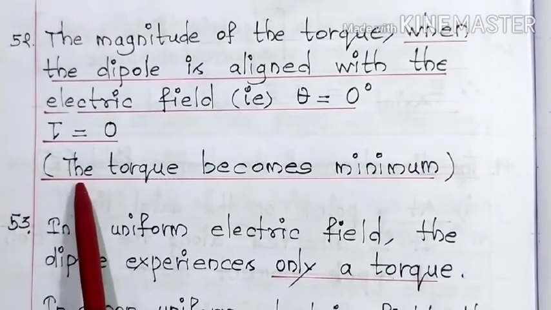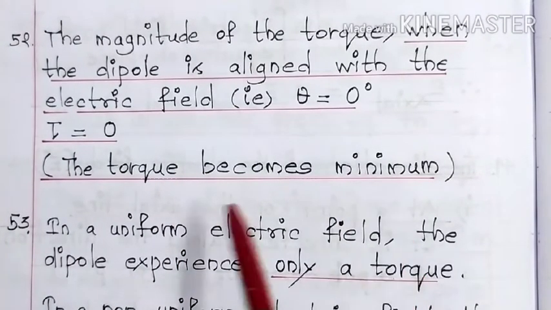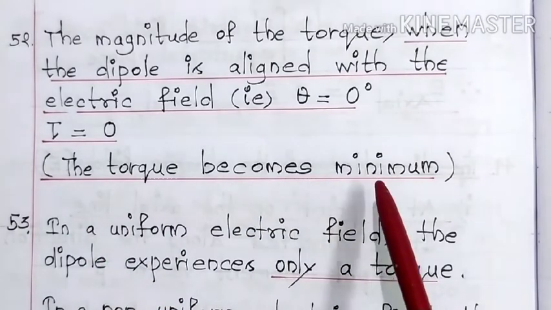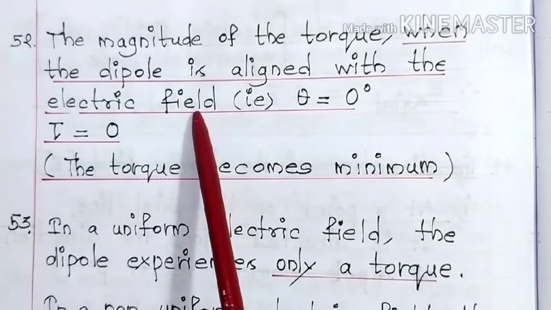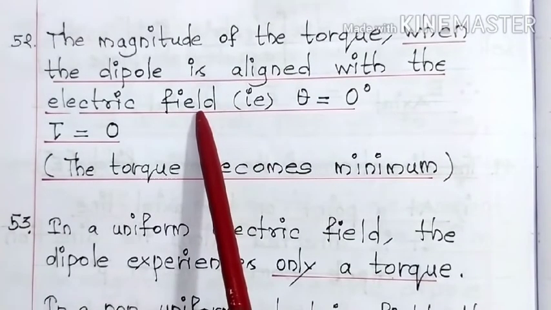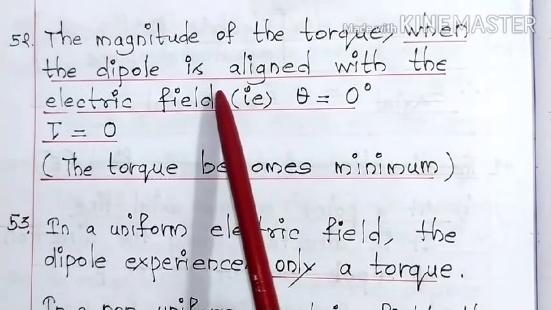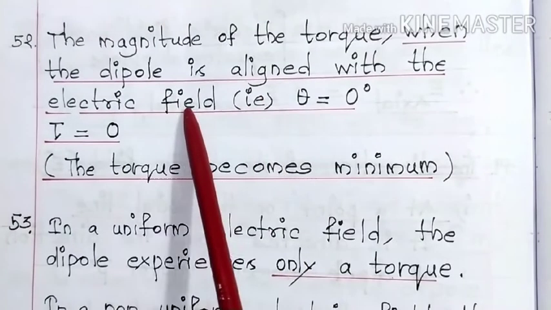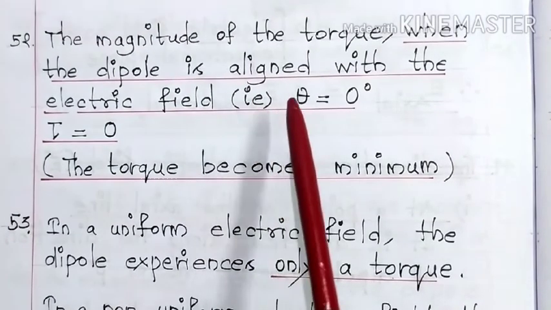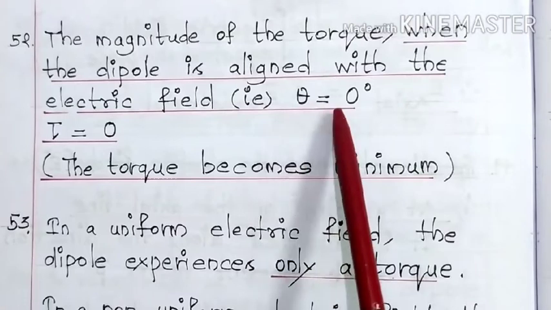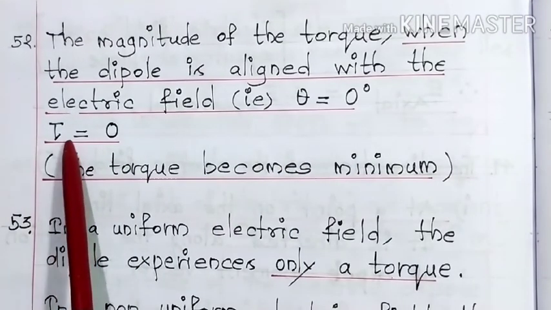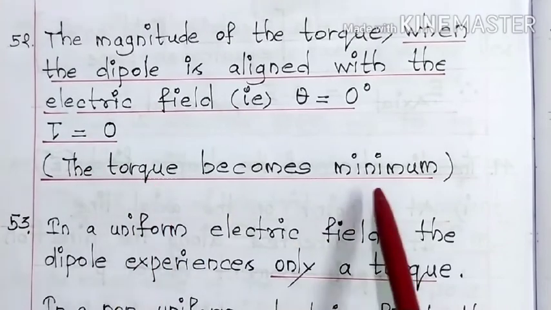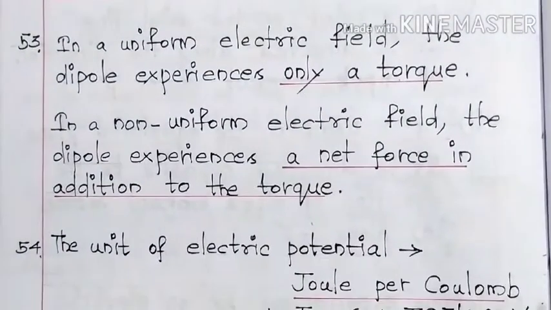That is, the torque becomes minimum. When does the torque become minimum? When the dipole is aligned with the electric field. In other words, the dipole is aligned along the direction of the electric field. Then theta becomes 0. Then the torque, that is the tau, becomes 0. That is, the torque becomes minimum.